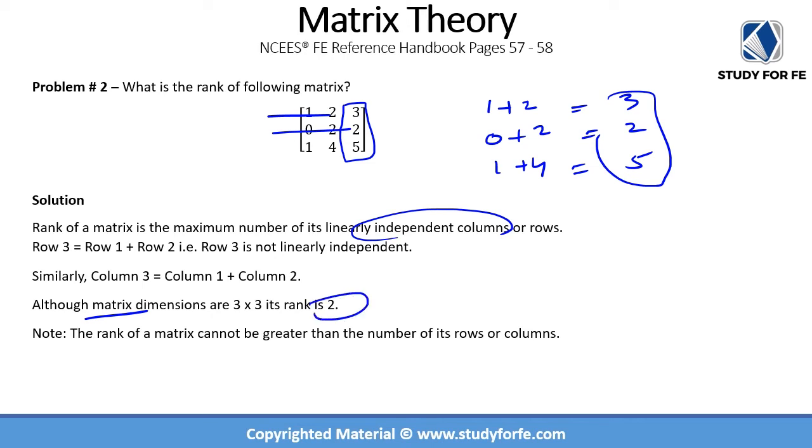Another thing to remember over here is that this is a 3 by 3 matrix. So the upper limit for the rank of a matrix is 3. It cannot be greater than the number of rows or columns. In this case, since one of the rows and one of the columns we found to be not linearly independent, that's why the rank is 2. But even if we had all independent rows and all independent columns, then the maximum rank of the matrix would have been 3.